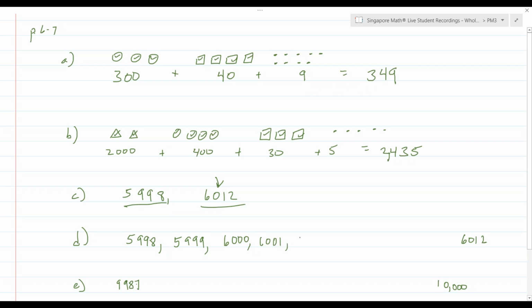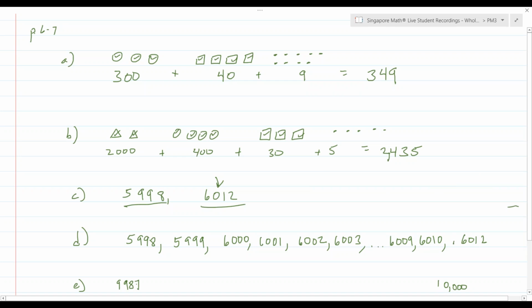6,001, 6,002, 6,003, on up. I'm going to put a couple of dots here. Of course, after 6,009, you have 6,010. I'm doing exactly what I want to make sure you understand, and that is that when you have 6,010, it means you have 6 in the thousands place, a 1 in the tens place, and a 0 in the ones place.